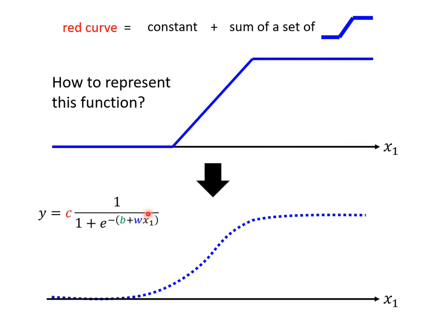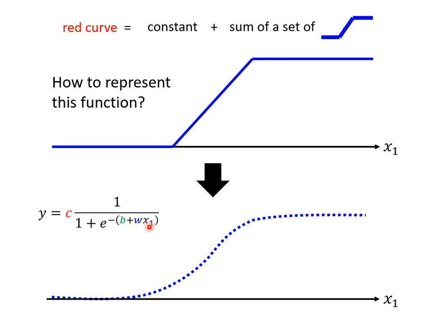Its horizontal input is x1. The output is y. We first multiply the input x1 by w. Then we add b. We make the result a negative value and make it e's exponent. We plus 1 to the result and place it where the denominator should be. Divide 1 by 1 plus e to the power of negative b plus w times x1. You can multiply the fraction with a constant called c.